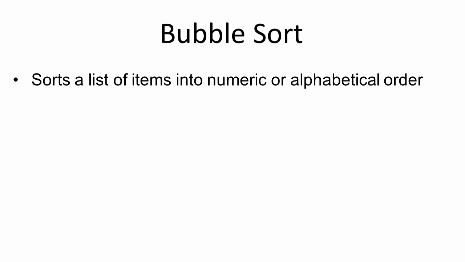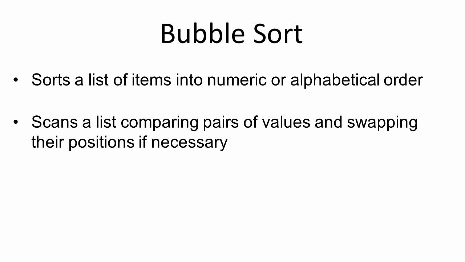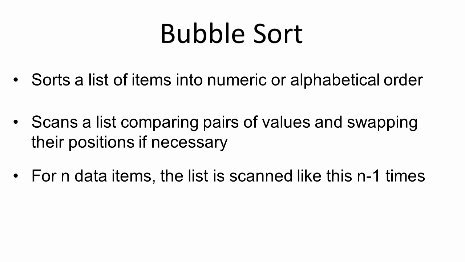So now let's consider the bubble sort. This is probably the first sorting algorithm you ever learned about, because it's relatively simple to understand and easy to implement. The bubble sort is the stairway to heaven of sorting algorithms. The bubble sort sorts a list of items into numeric or alphabetical order. It scans a list, comparing pairs of values and swapping their positions if necessary. For n items of data, the list has to be scanned like this, n-1 times.